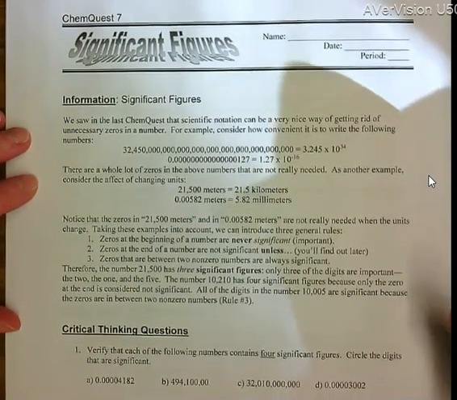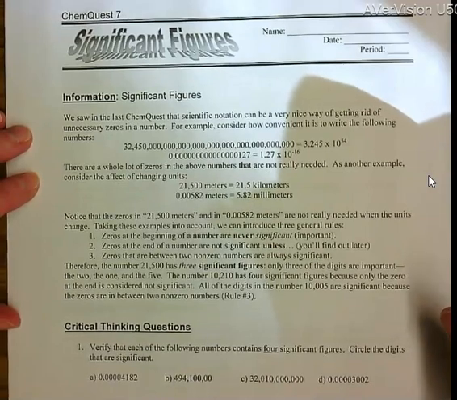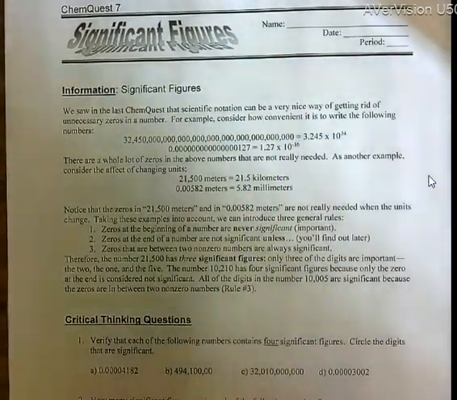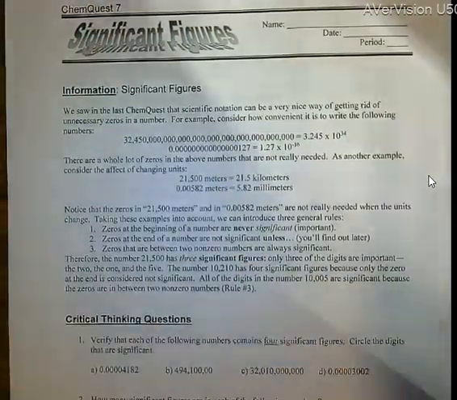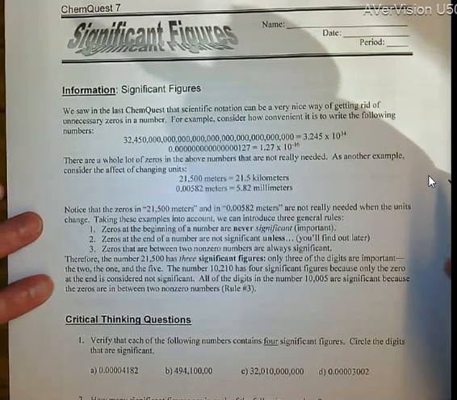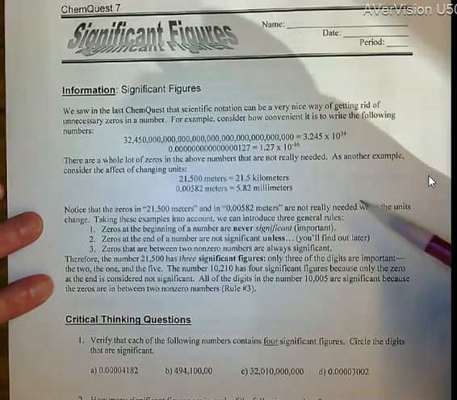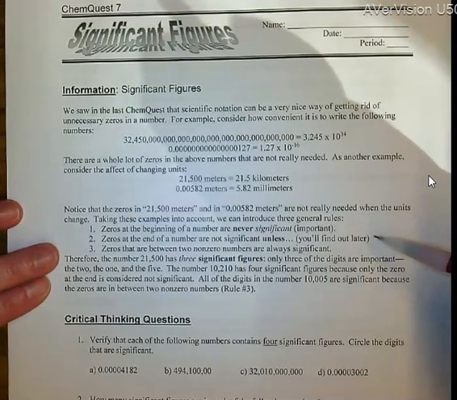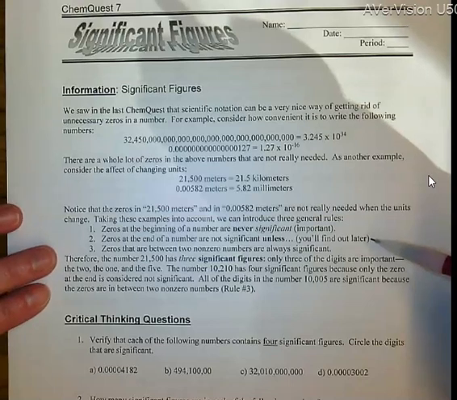Notice that the zeros in 21,500 meters and 0.00582 meters are not really needed when the units change. Taking these examples into account, we can introduce three general rules. Number one, zeros at the beginning of a number are never significant or important. Number two, zeros at the end of a number are never significant unless, and you'll find out later, and zeros that are between two non-zero numbers are always significant.